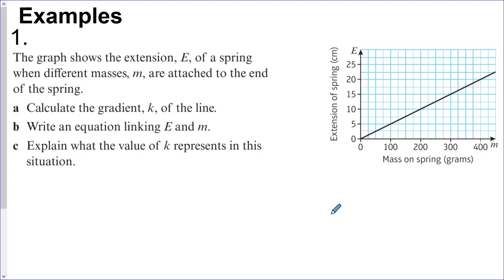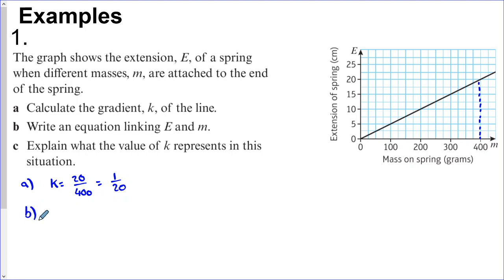The first one is regarding the extension of a spring. This is a common example, sometimes used in physics as well. The extension of a spring when different masses are attached to it. The heavier the mass that is put on, the more the spring extends. Calculate the gradient k of the line. We've done plenty of finding gradients. We're just looking for change in y over change in x, and the bigger the triangle you can find, the better. So my change in y there is 20, change in x is 400. K is 20 over 400, or 1 over 20.